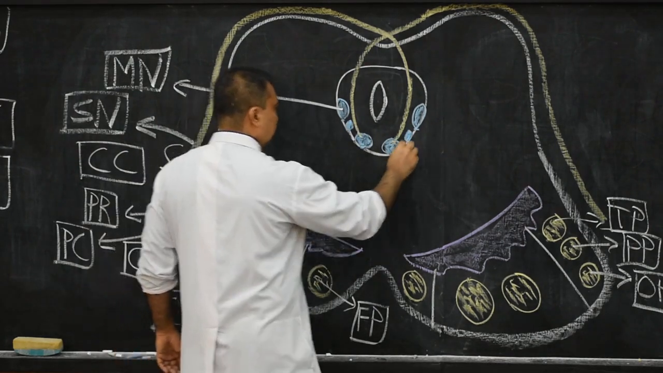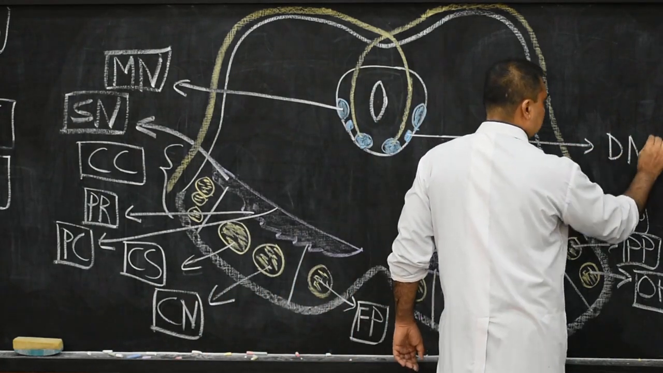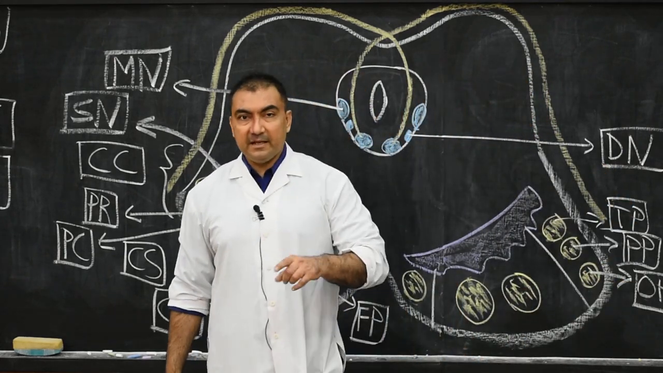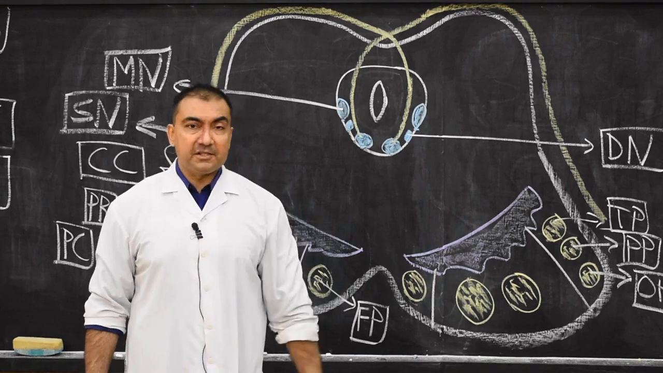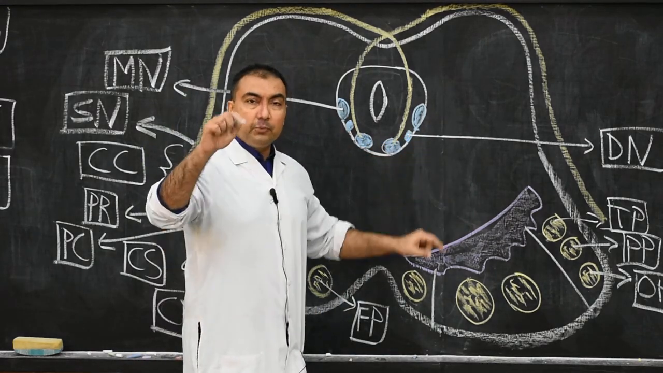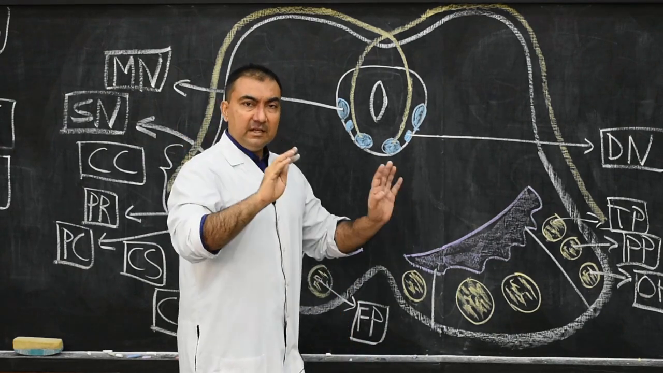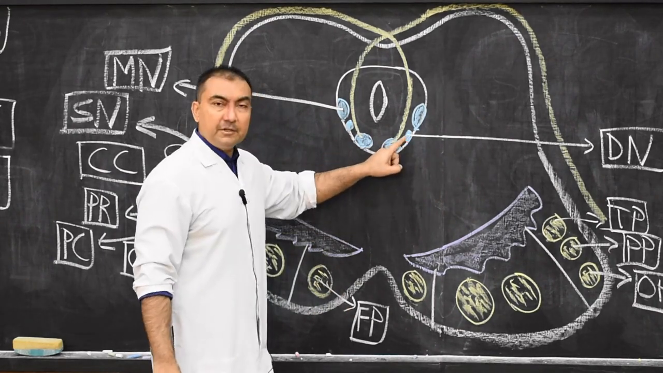So here that spelling is very important. Darkschewitsch nucleus, D-A-R-K-S-C-H-E-W-I-T-S-C-H. This nucleus will relay its fibers to posterior commissure. You just have to note down only one sentence. It will relay its fibers to posterior commissure, but this nucleus is present, Darkschewitsch nucleus.